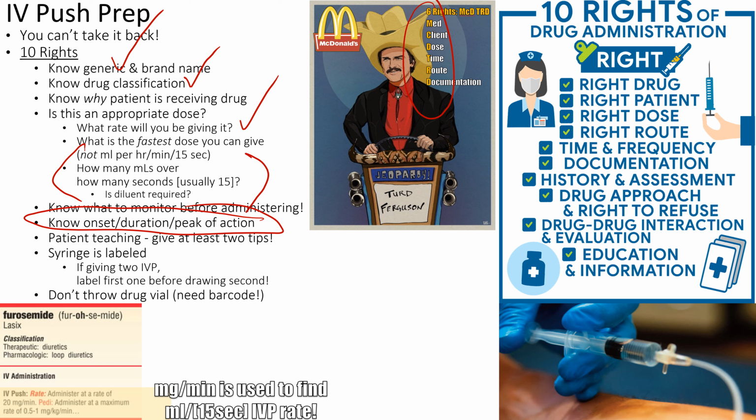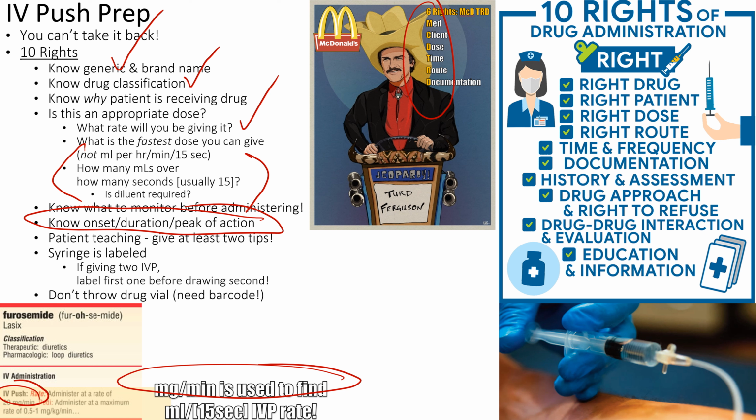So milligrams per minute is used to find your mLs per 15 seconds because usually they'll say only give this medication over 5 minutes, or only give 40 milligrams per 3 minutes. Lasix, for instance, furosemide says max of 20 milligrams per minute. That's as fast as I can give it. And that's the important thing you're trying to identify. So when we talk about math in general, we're trying to find concentrations, we're trying to find volumes, and then we can go from there.